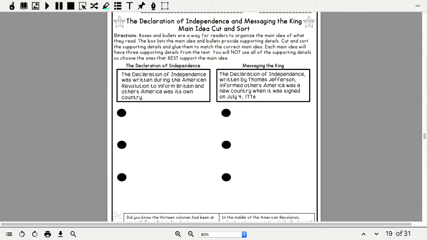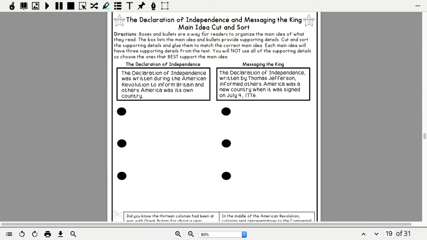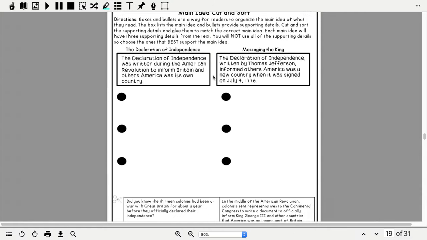So today we're going to work on the Declaration of Independence and Messaging the King using main idea cut and sort. Our directions read: boxes and bullets are a way for readers to organize the main idea of what they read. The box lists the main idea and bullets provide supporting details. Cut and sort the supporting details and glue them to match the correct main idea. Each main idea will have 3 supporting details from the text. You will not use all of the supporting details, so choose the ones that best support the main idea.